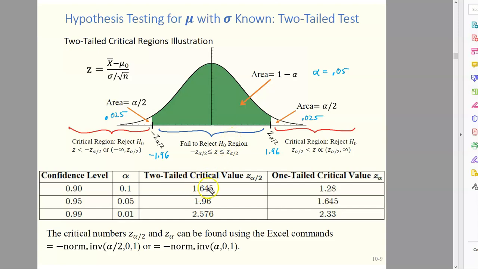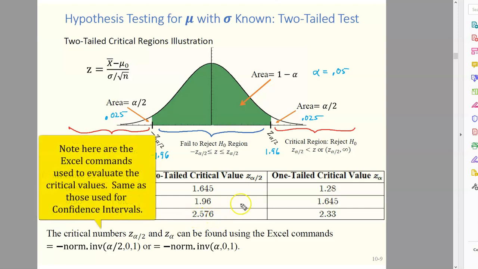And down here we have our critical values for other significance levels. For example, with a significance level of 0.1 or 10%, your critical value, the Z alpha over 2, is 1.645. 0.05 we see is 1.96, and 0.01, which corresponds to 1%, is 2.576. We also have listed over here one-tailed critical values, and we'll talk about these soon. For a one-tailed test, you don't have one of these tails up here.